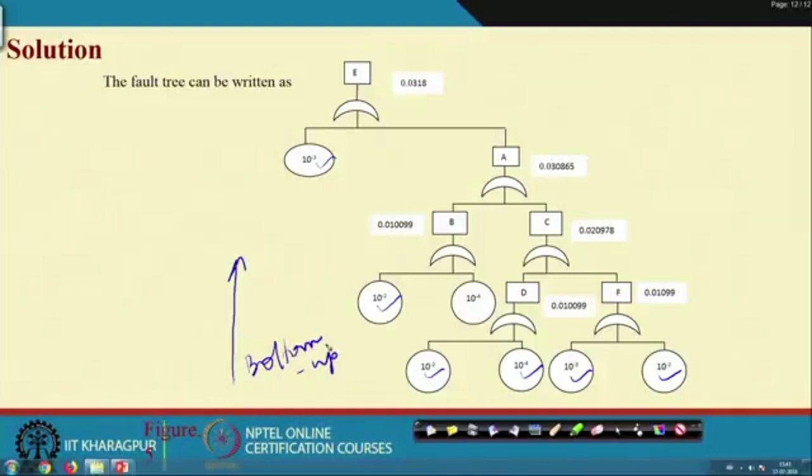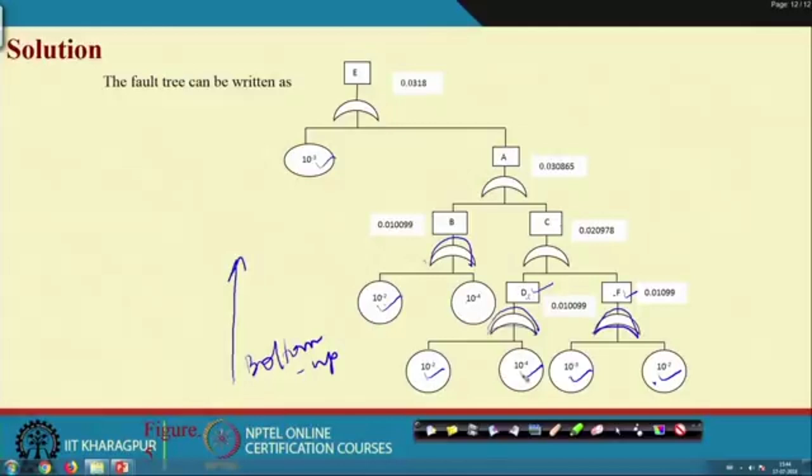So, you find out which are the gates that can be quantified. These two probabilities are available, and this is an OR gate, so this probability can be computed. Similarly, this probability can be computed. Similarly, using these two, this probability can be computed. But this one cannot be computed, unless we know these two.